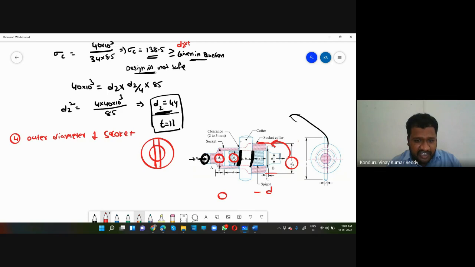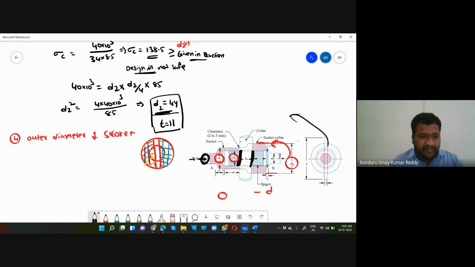Only the area which I am going to hatch now is what we have to find out. This is the area that we have to find out. The remaining area is not necessary for us.